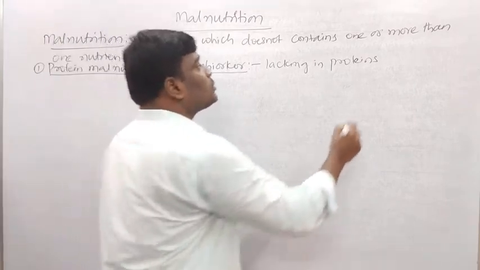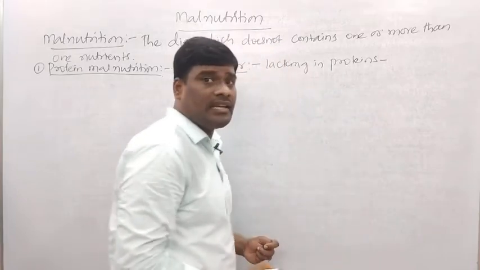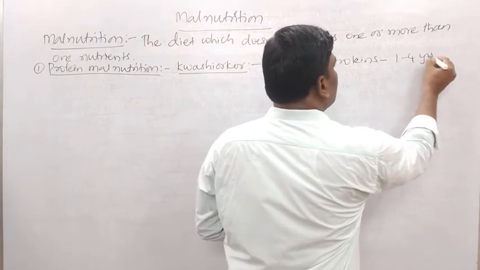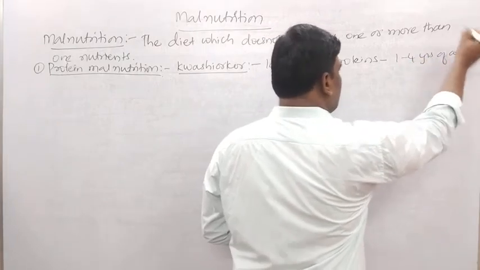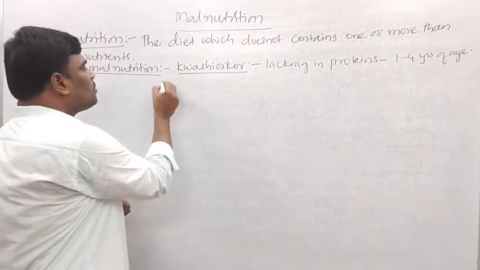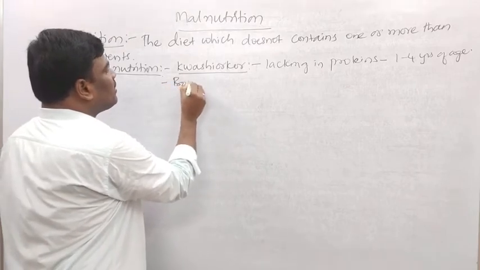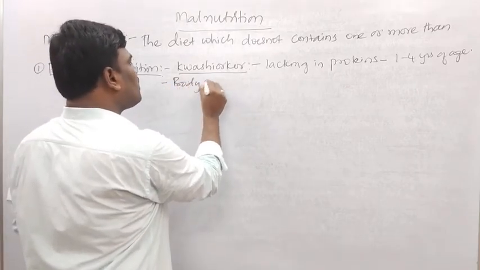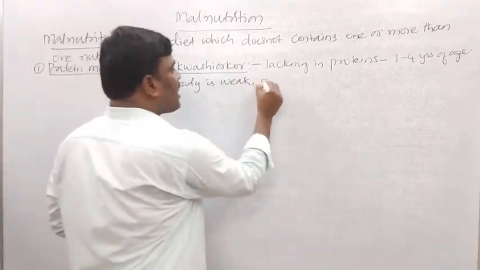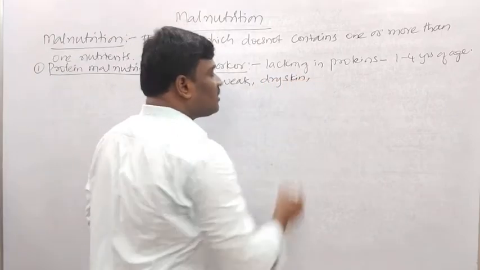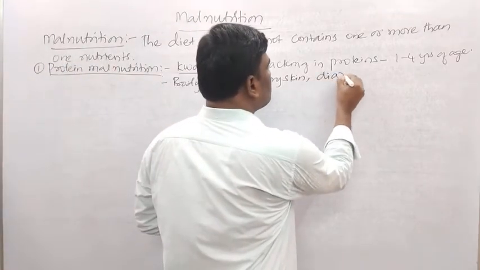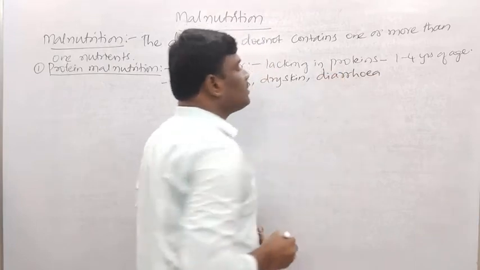This kwashiorkor disease is seen among children of 1 to 4 years of age. 4 years of what, children? Age. And the children who are suffering from this kwashiorkor have a body that is what, children? Weak. Their body is weak, and they have dry skin, children, and they usually suffer with diarrhea.